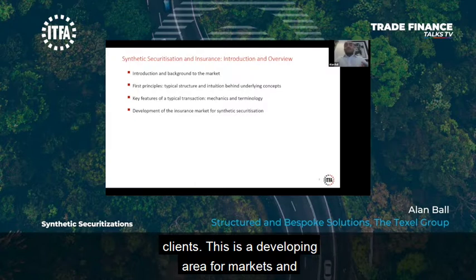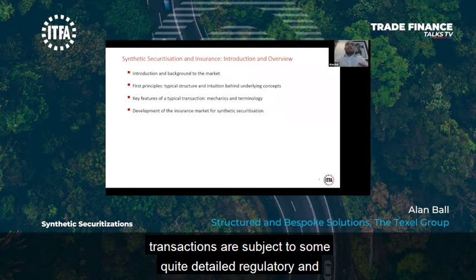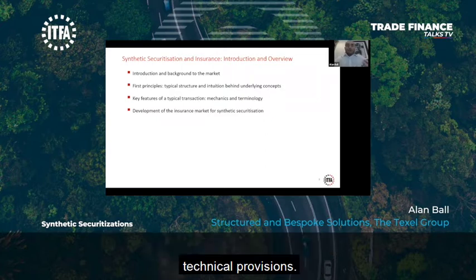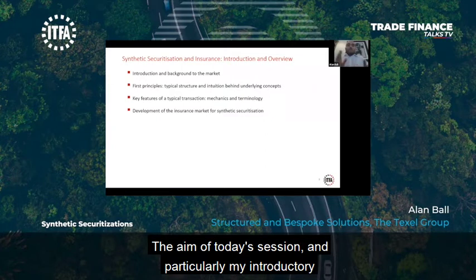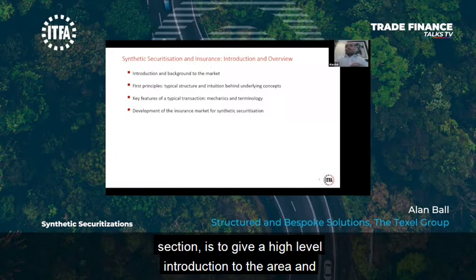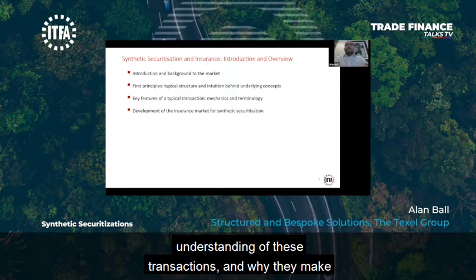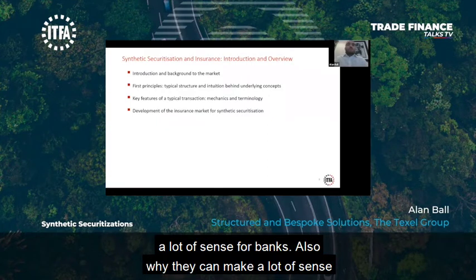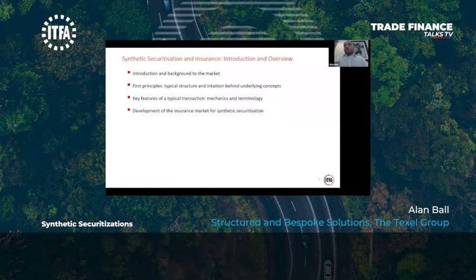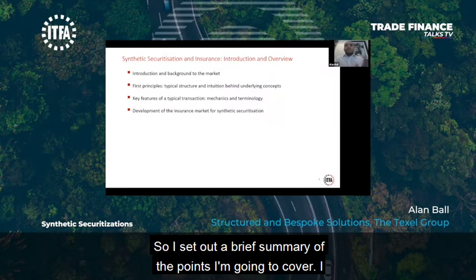Now, this is a developing area of the market, and the transactions are subject to some quite detailed regulatory and technical provisions. So the aim of today's session, and particularly my introductory section, is to give a high-level introduction to the area and hopefully leave the audience with a more intuitive understanding of these transactions and why they make a lot of sense for banks, but also why they can make a lot of sense for the insurance market as well.